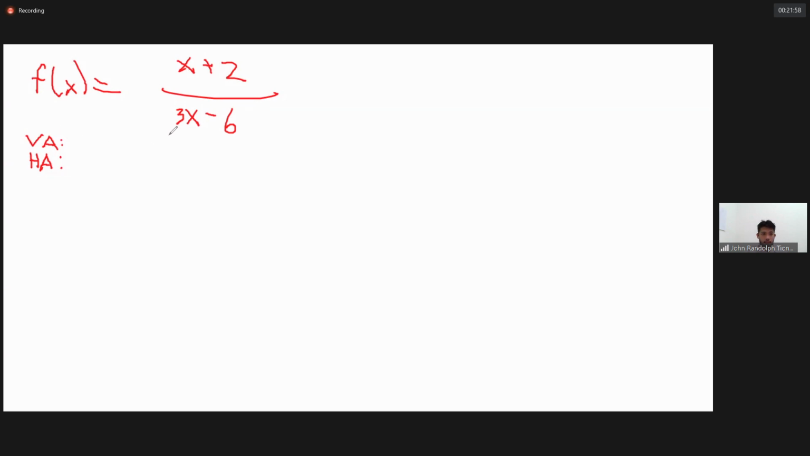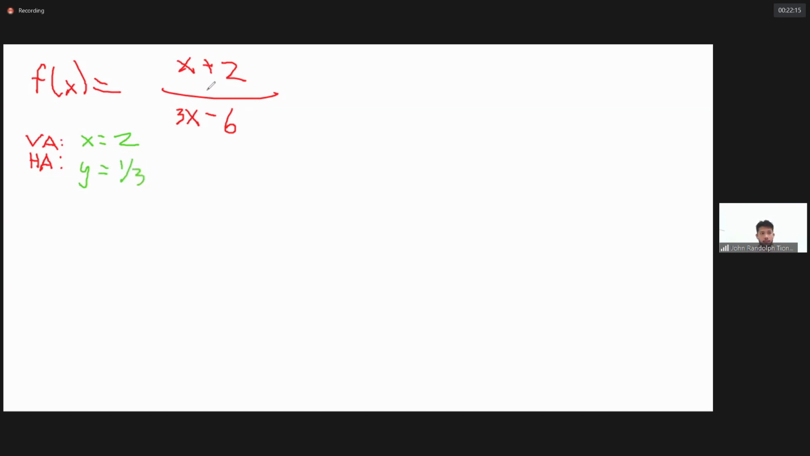Okay, the vertical asymptote is positive 2, x equals 2. That's correct. And your horizontal asymptote, y equals 1/3. Very good. Y equals 1/3.